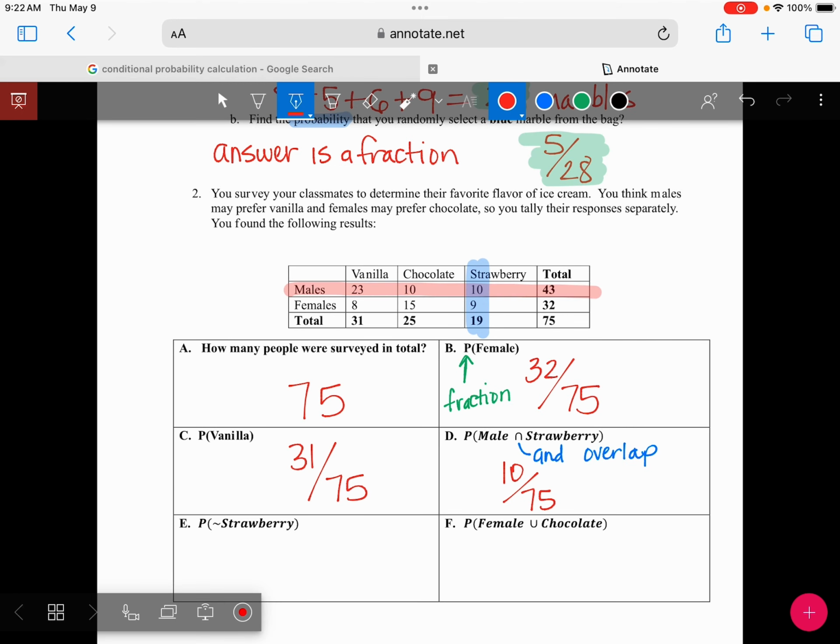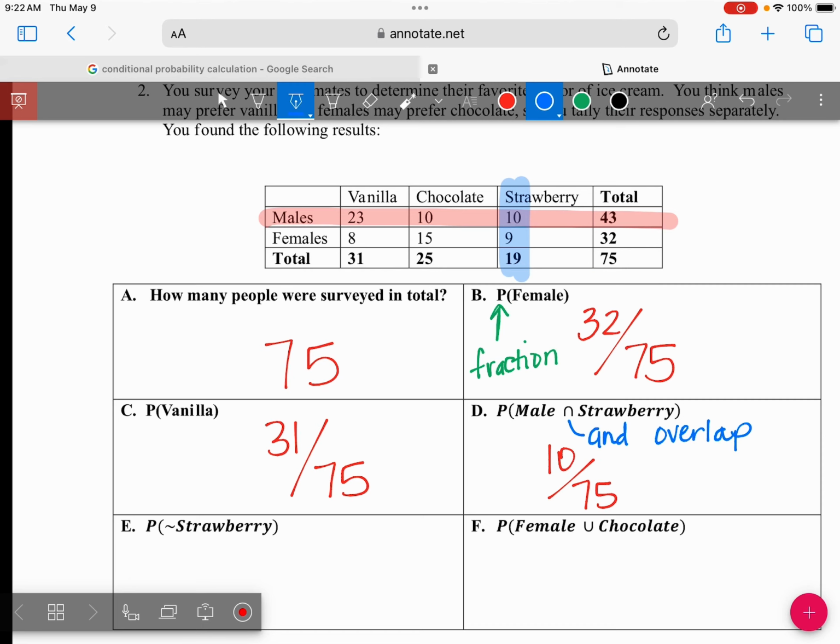So E, this means not strawberry. How many people don't like strawberry? That's what that meant. Or strawberry wasn't their favorite. So if they don't like strawberry, that means that I'm looking at the people who chose vanilla or chocolate. So when I look at my chart, vanilla and chocolate, I need to add those two numbers together. I'm not using this number. So add 31 plus 25 with your calculator.